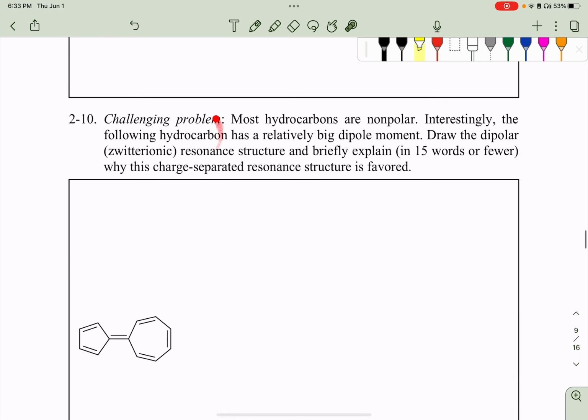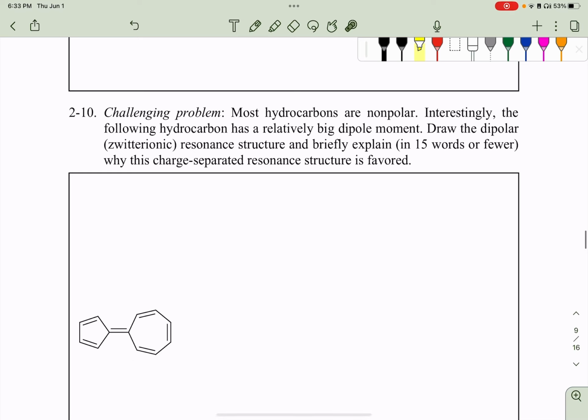Next up, challenging problem. So this one I already put into small parts on our Canvas assignment. And let's just work on that together. Most hydrocarbons are nonpolar. Interestingly, the following hydrocarbon has a relatively big dipole moment. Draw the dipolar resonance or zwitterionic resonance and briefly explain why the charge-separated resonance structure is favored.